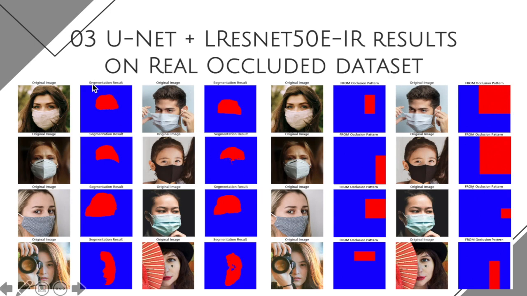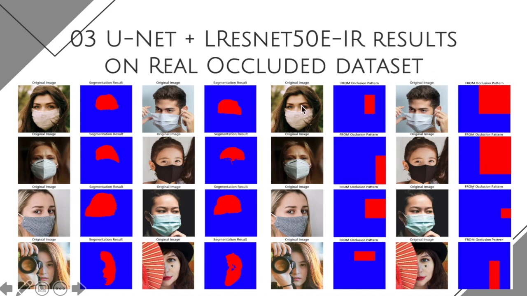Looking at the results here, these images are from the real occluded dataset that we talked about earlier. On the left-hand side, we can see the segmentation results. The segmentation results actually give us the visible part of the face and filter them out. As we can see, the exact boundary of the faces has been captured by the segmentation result, which is a good sign.